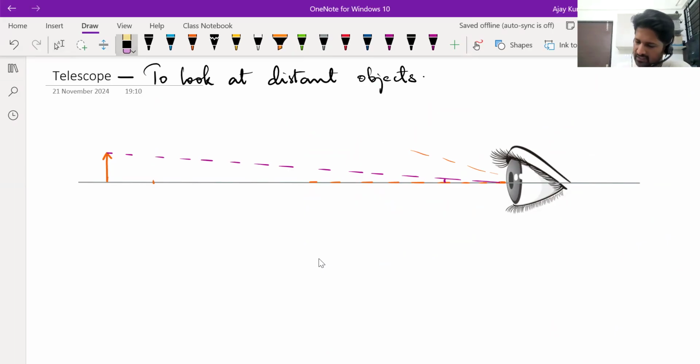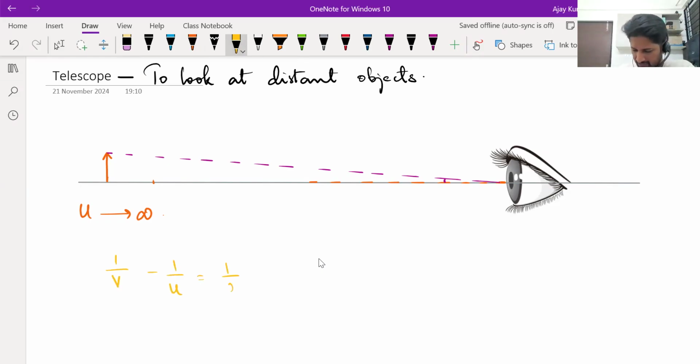Now, since the object is far away from the observer, we'll assume u tends to infinity. See, in real life, we can't literally see anything which is at infinite distance from us. All the things that we see around us are at finite distance only. But you are going to substitute these distances in the lens formula, right? Imagine applying the lens formula.